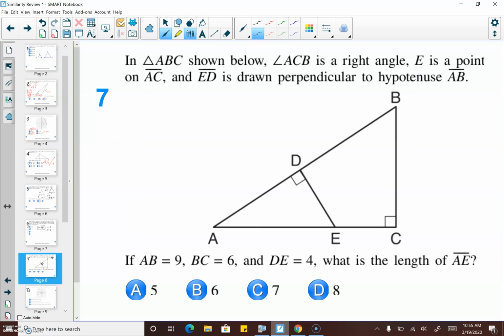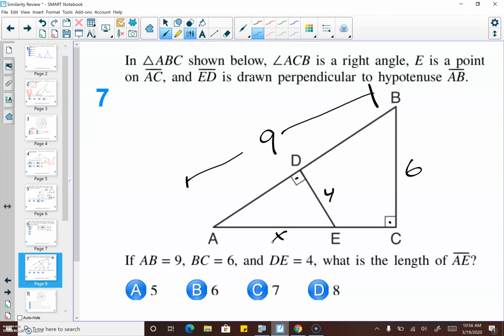So this is one of the tricky ones because we're going to end up setting up our proportion, but we have to recognize that because of the location of our right angles, we have to redraw our pictures a little bit. So it tells us here that AB is 9, BC is 6, DE is 4. What's the length of AE?